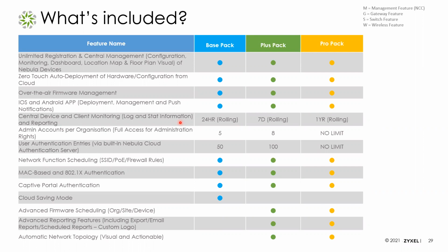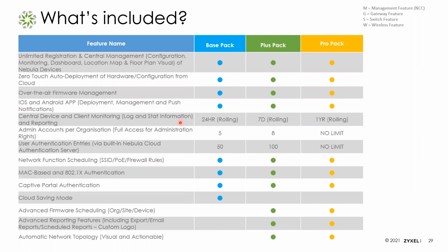The next one comes down to our cloud authentication server. We have a server hosted in the cloud that you can use to do MAC filtering, or to store usernames and passwords for guest access, things like that. The free version of Nebula allows you to store 50 items in that cloud database. The Plus Pack gives you 100 items in that database, and the Pro Pack gives you an unlimited number of entries into that cloud database.